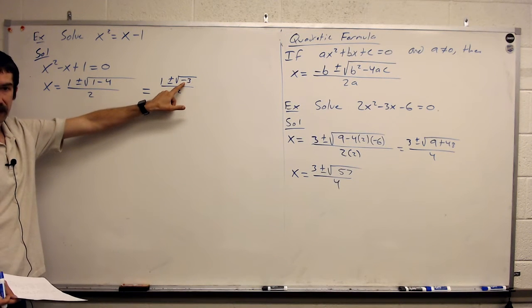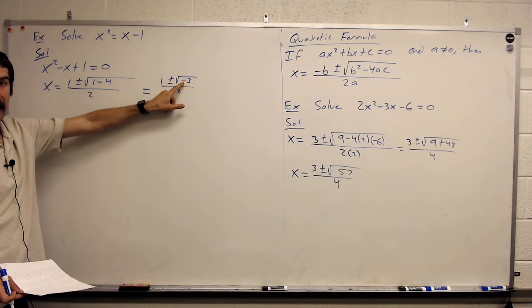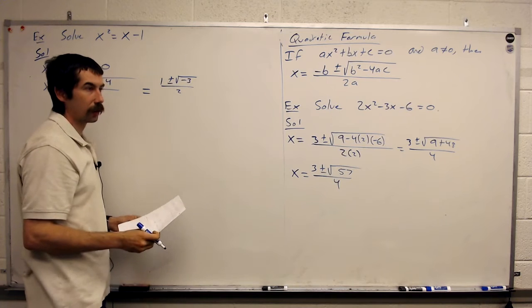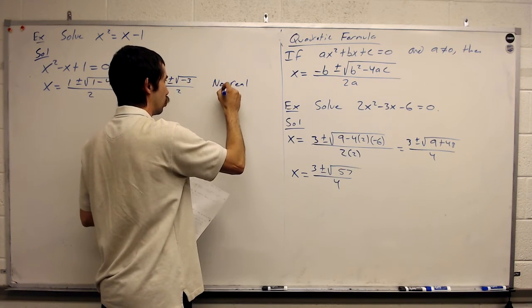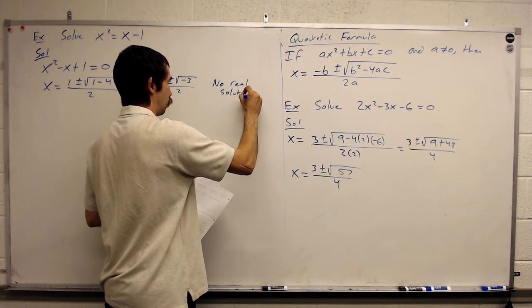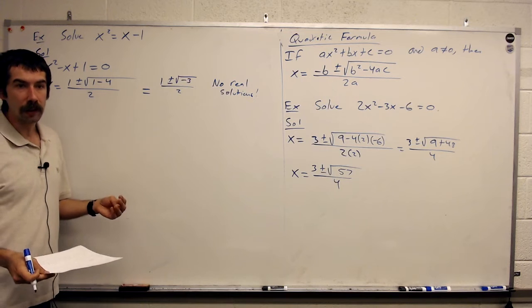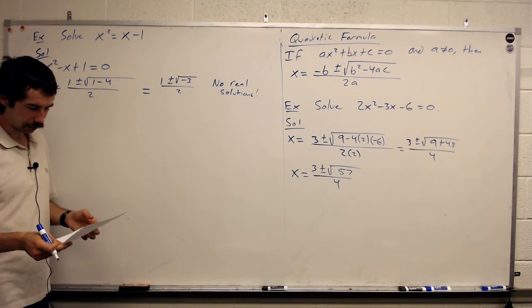Square root of a negative. You can't be doing that. All right, that is not a real number. So if you get a square root of a negative, no real solutions. So it's possible that a quadratic equation has no real solutions.